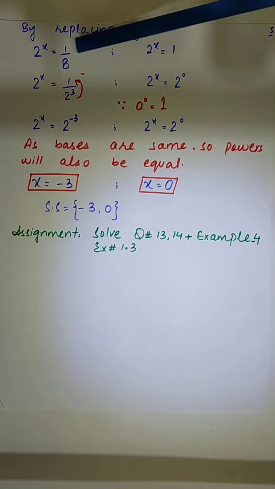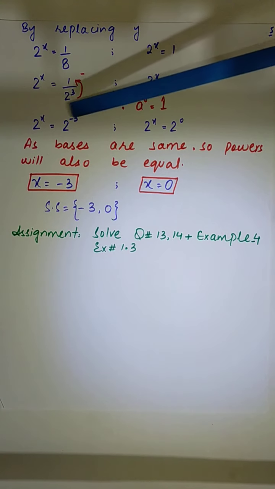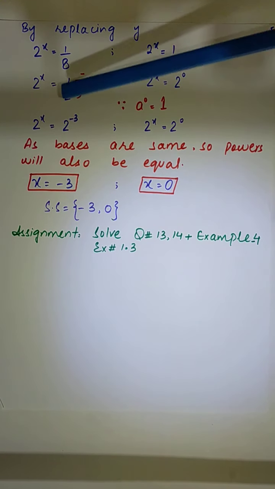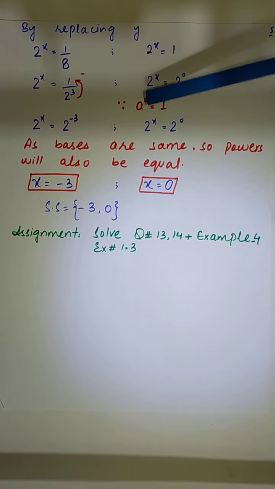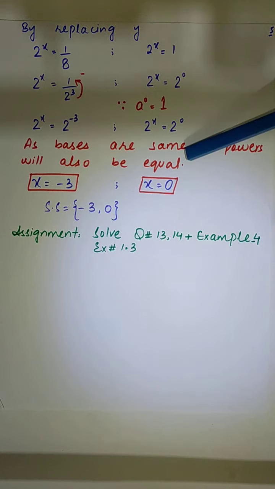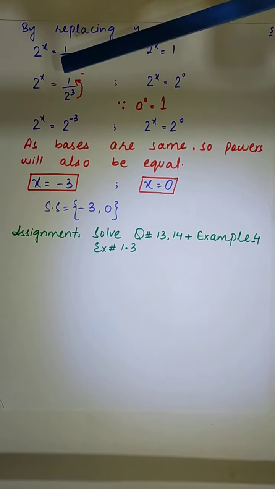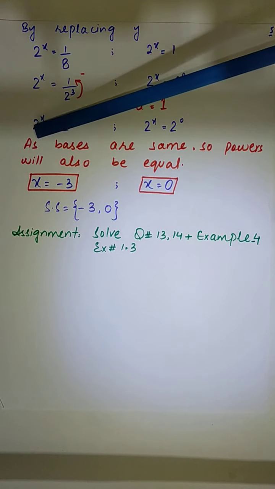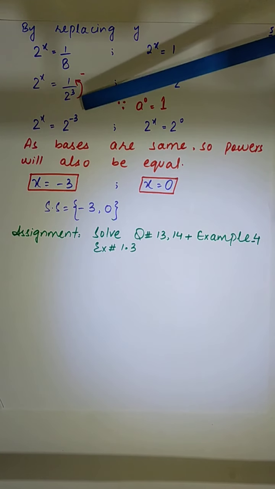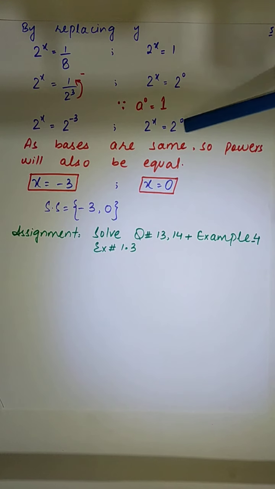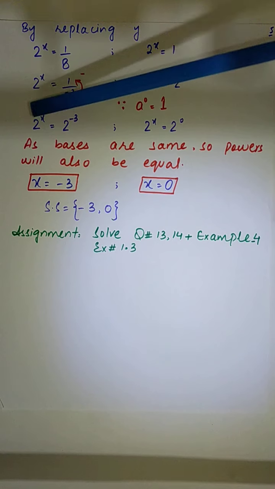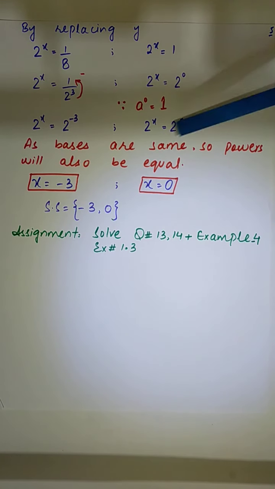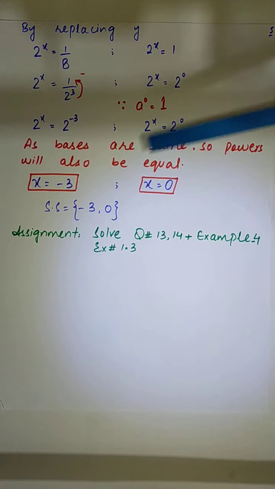Now when 2 raised to power 3 moves to the numerator, its sign will change. This becomes negative. 2 raised to power x is equals to 2 raised to power minus 3. And here 2 raised to power x is equals to 2 raised to power 0, that is same as in the previous step. Now we will use this rule that if bases are same, powers will also be equal. Here also 2 is same, so powers will also be equal. So we get x is equals to minus 3, and from here we get x is equals to 0. Now this is the final answer of this question, that is minus 3 and 0.